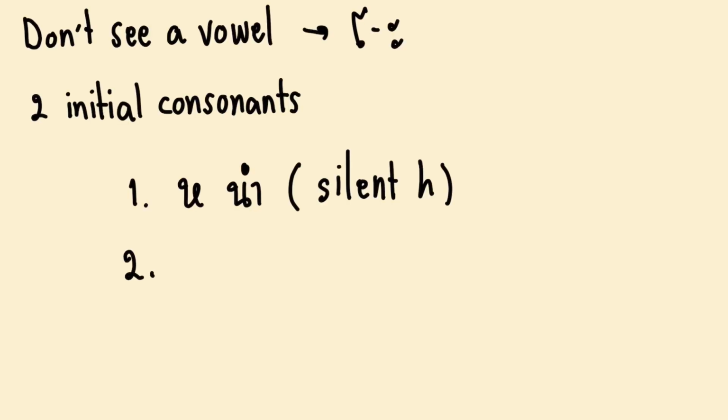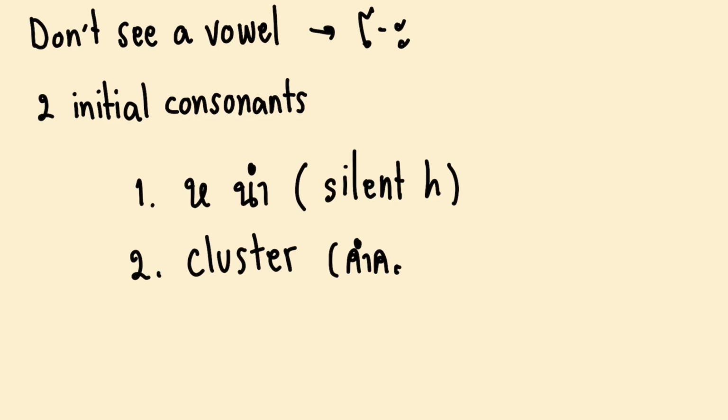Let's have a look at the second possibility. If it's not a silent H, it could be a cluster. In Thai, it's called kham kwap glam. You do have this in English as well, for example in the word glide. You've got the gl sound. So a cluster is when you read the two letters together.